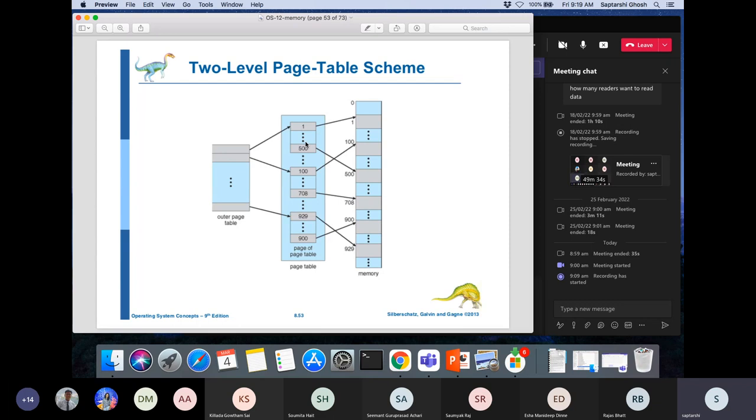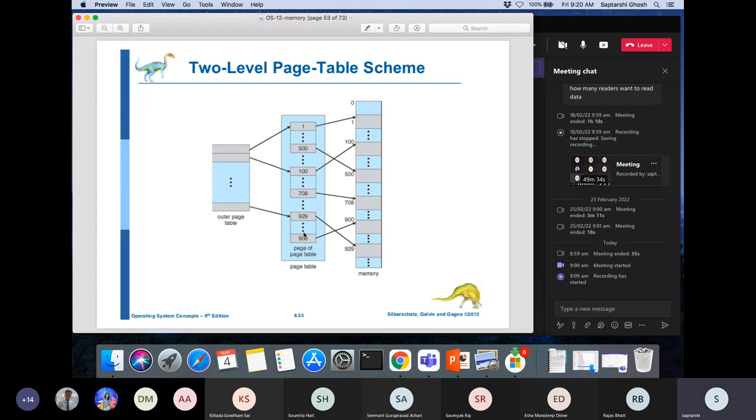Now the idea is that the page table is itself divided into pages. This is the first page of the page table, this is the second page of the page table, and maybe this is the 10th page of the page table. And what is there in these pages of the page table? Simple, what we have understood till now. Basically, it contains the frame number.